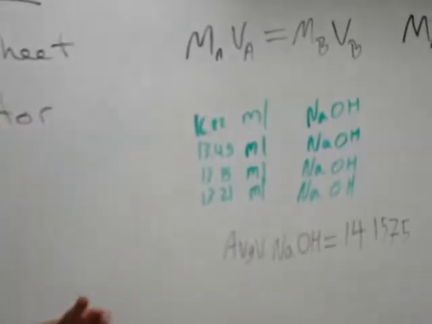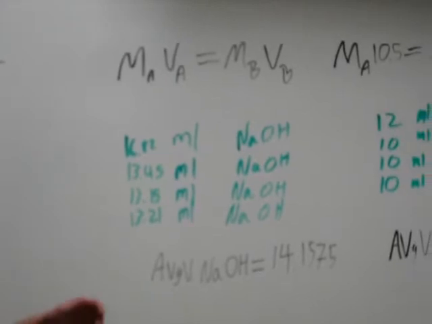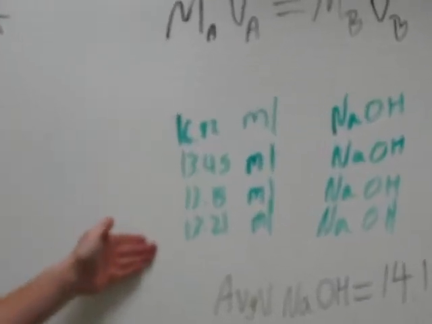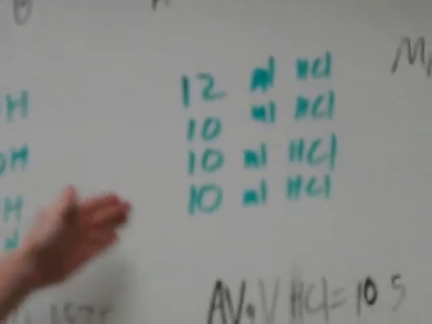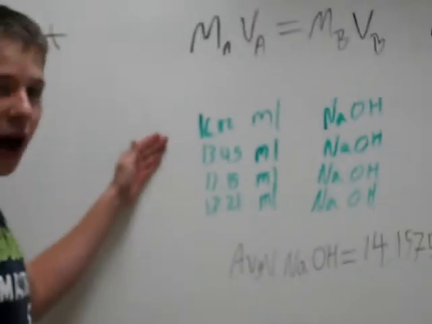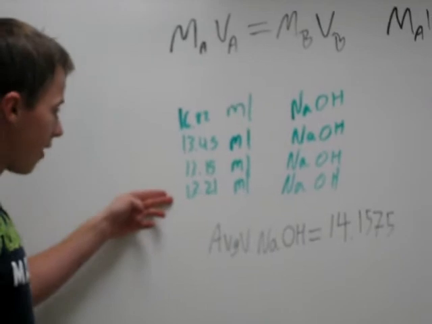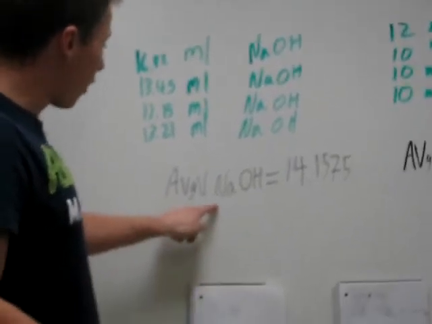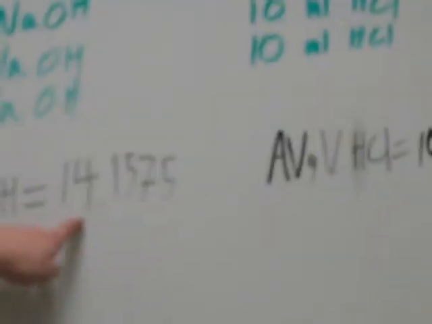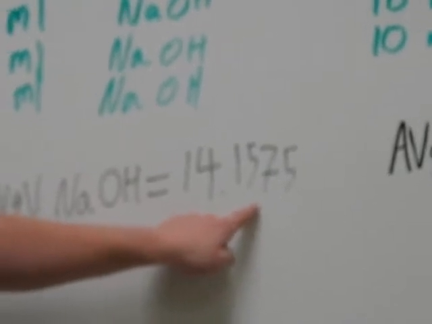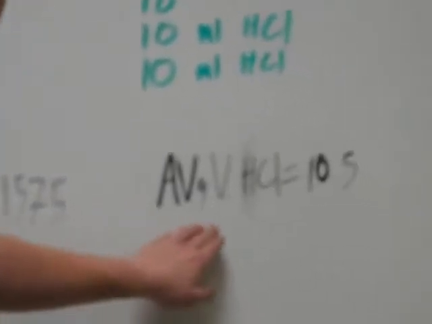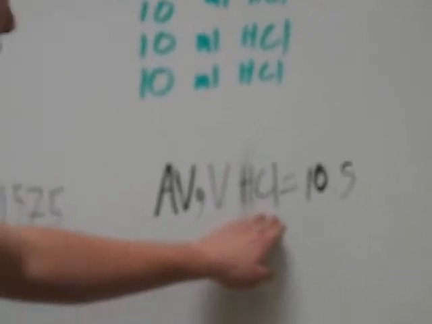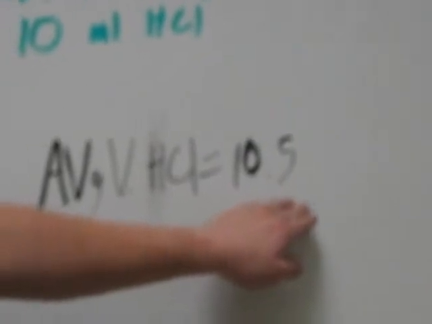Okay, so now we've done our 4 trials for our titration, and we've come up with our 4 different values for our volume of base, and our 4 different values for our volume of acid. What we are going to do now is find the average of these. So for the average volume of base, NaOH, we got 14.1575, which is 14.2 with characteristic fixed. And for our average volume of acid, HCl, we got 10.5.